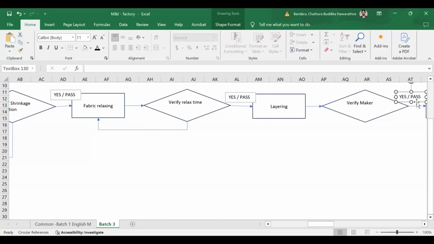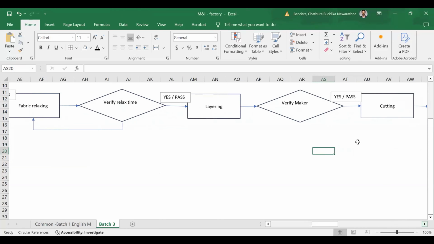We have two different processes. If they pass, then the cutting team will start laying based on that marker. During laying, we have an inline QC at the table. They will verify the fabric size and code, colors, standards, everything, and the color shades. After layering, they will confirm again for cutting.